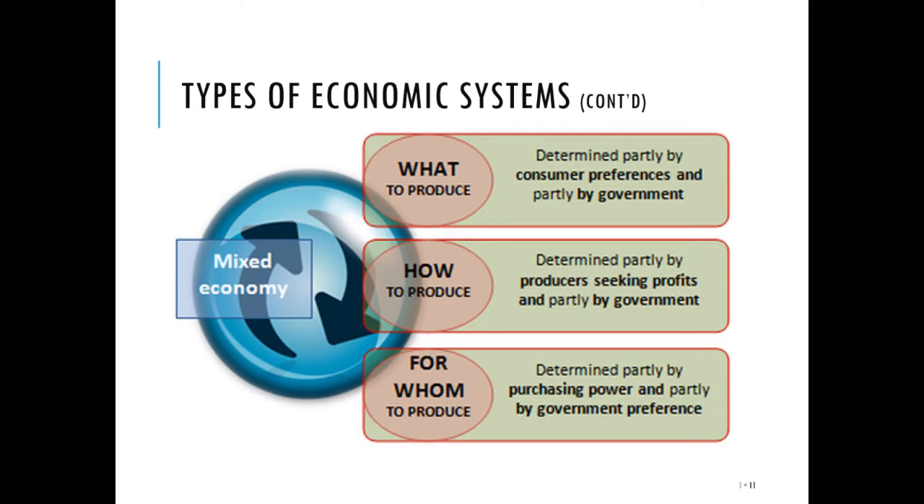So when we talk a little bit more about economic systems, there is an important difference between these mixed economies and command economies in how these systems answer these three questions: what to produce, how to produce, for whom to produce. In a mixed economy, we talk about economies in which what to produce is answered by consumer preferences and, of course, partly protected and guided by the government. The second question, how to produce, here in the mixed economy is partly determined by producers seeking profits and again by the government. And for whom to produce is determined partially by purchasing power and partially by government preference.